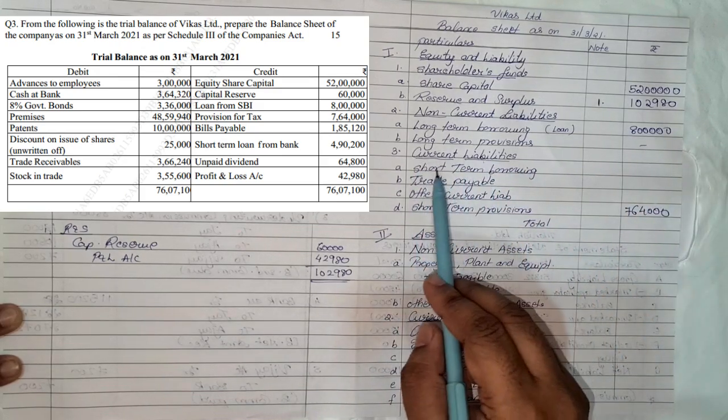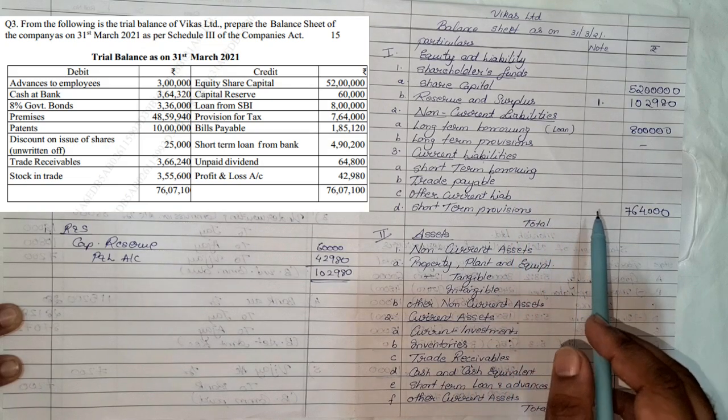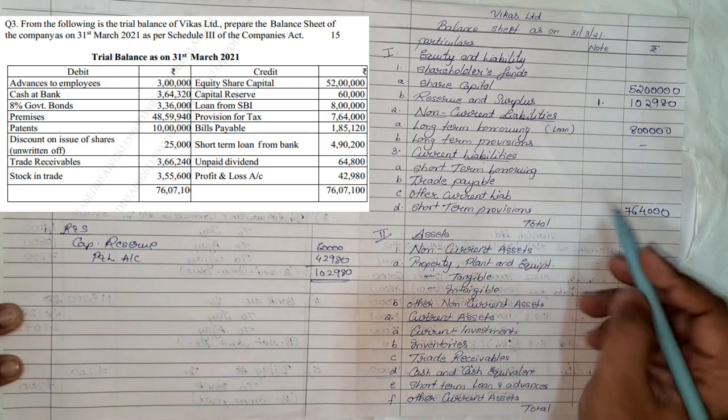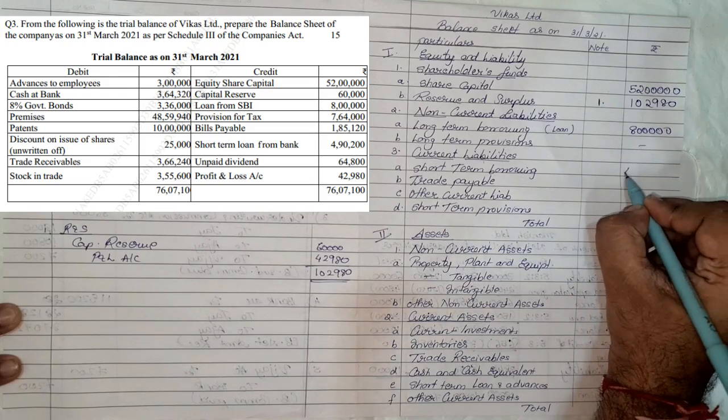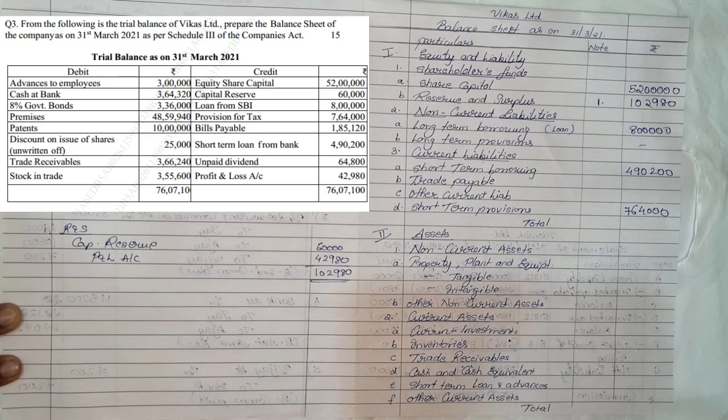Under current liability, first is short-term borrowing. So is there any bank overdraft or any short-term loan? We can see there is directly given in the question short-term loan from bank 4,90,200. So 4,90,200. Trade payable mein you have creditors and bills payable usually.